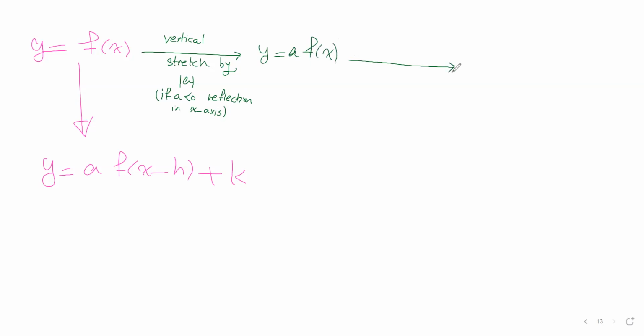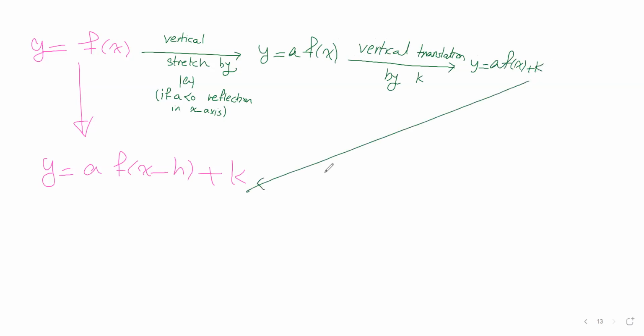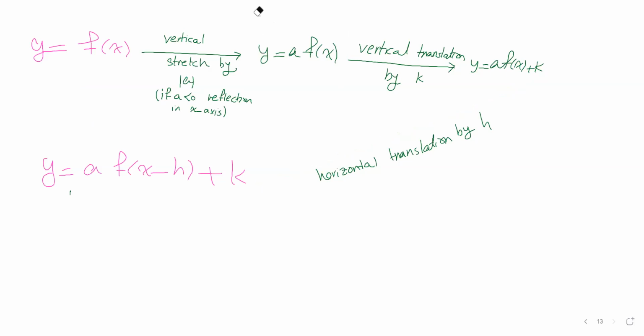Next, it doesn't matter which one you do, you can do vertical translation by k. So you get y equal to a f of x plus k. And then finally, you do horizontal translation by h, which gives you this one, right? So you go all the way to here to get this graph. Okay.